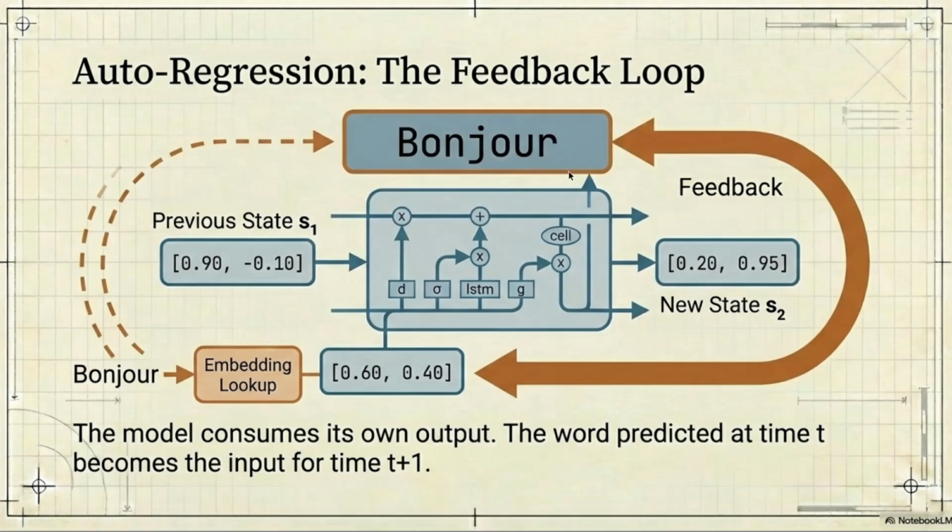We take this predicted word bonjour, look up its embedding, let's say it's 0.6, 0.4, and feed it back to the long short-term memory network to update the state. This is the previous state, and with this one we get this new state of 0.2, 0.95. The model is now asking what comes after bonjour, given the context hello world.